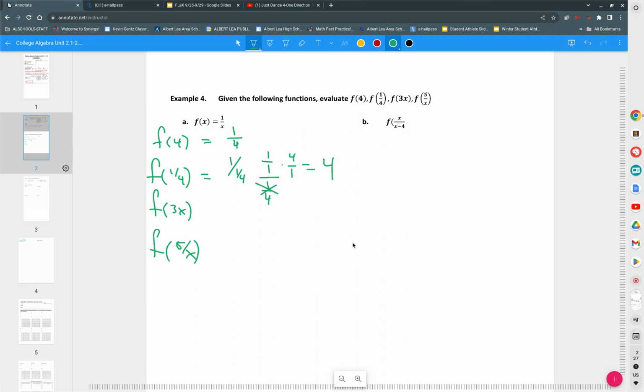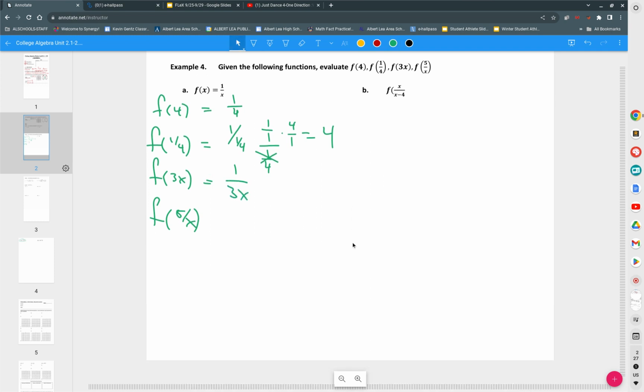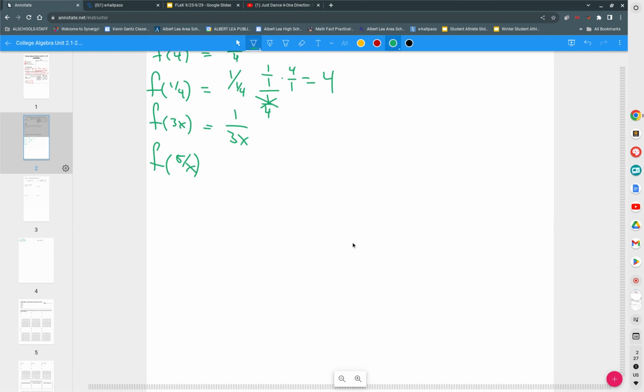Okay? The next one, I plug in 3x, I get 1 over 3x. That's nice and easy. But this next one, I have 1 over 5 over x. How do I do 1 over 5 over x? The top fraction is 1 over 1. You multiply it by the reciprocal of 5 over x, or x over 5. And so we get x over 5.